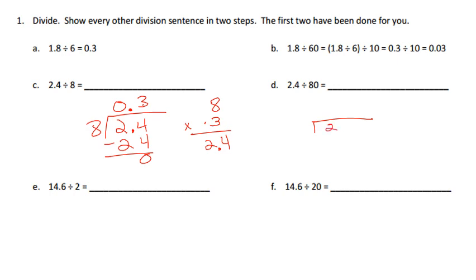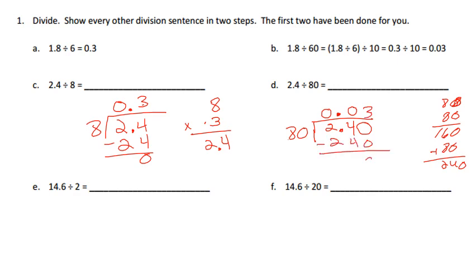On the next one, I have 2 4/10, but this time I'm dividing by 80. So I'm going to put the decimal in the same place as the answer. I know 80 cannot go into 2, 80 cannot go into 24, but I can put a 0 here. And I know 80 can go into 240. If I skip counted by 80, it'd be 80, and 80 be 160, 80 would be 240. So I know it could go in 3 times. 3 times 80 would be 240. So we know it would be 3/100.